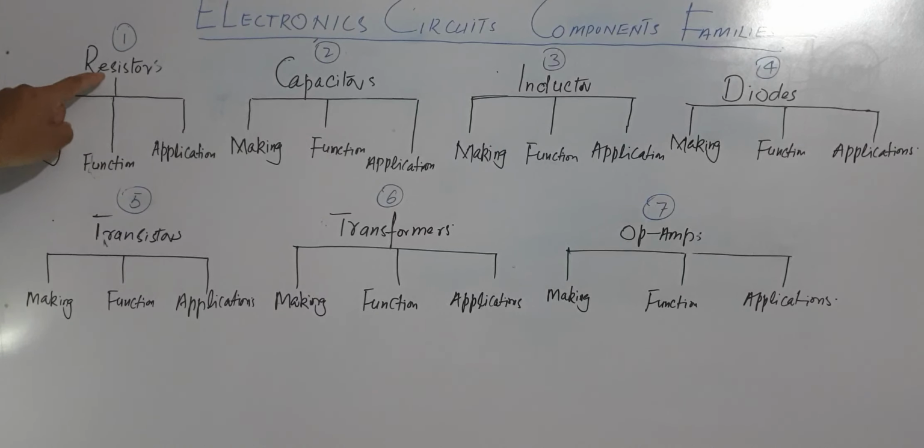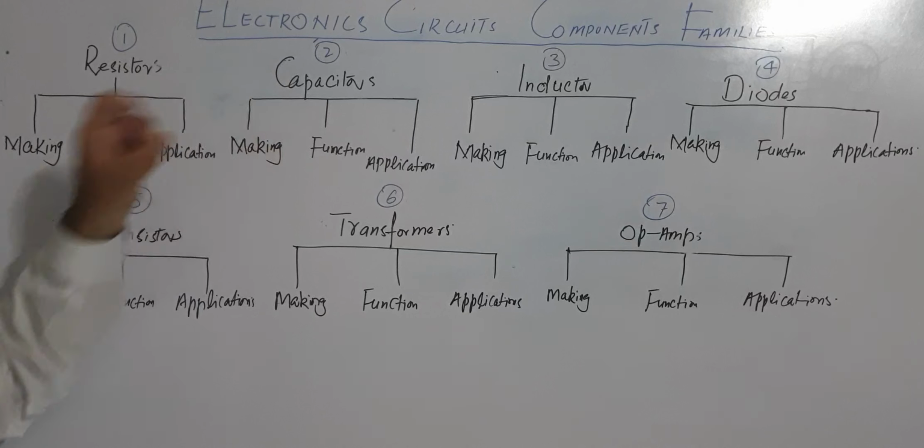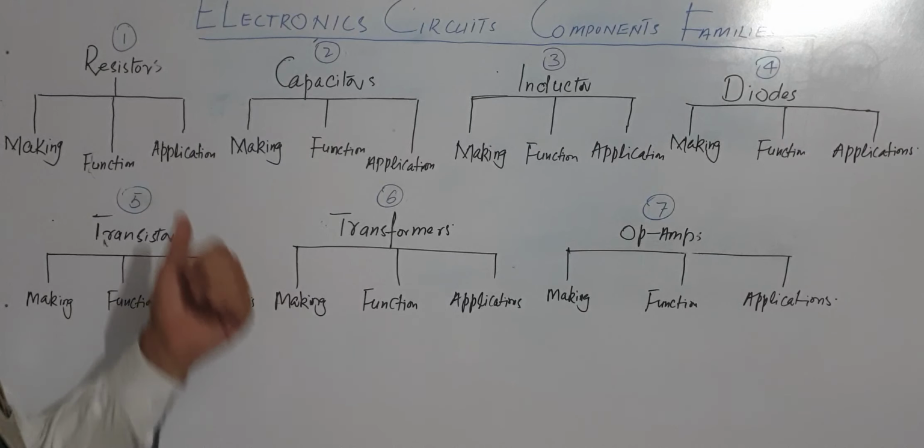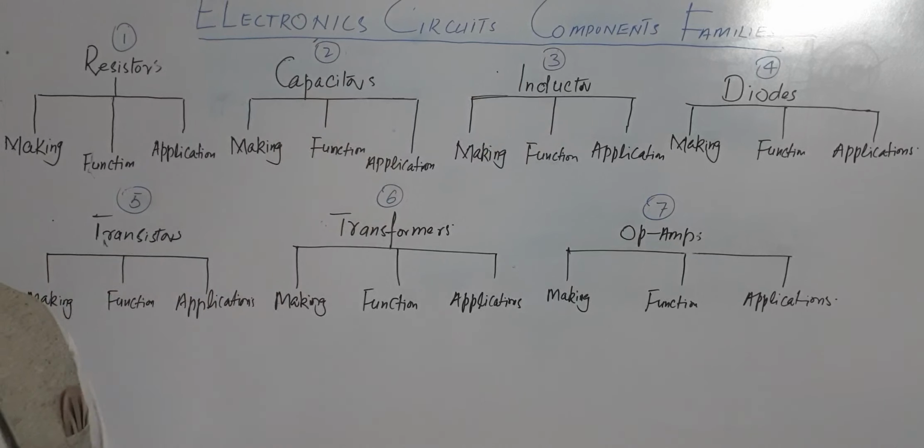but we use the resistor in combination with the capacitors in order to make the RC time constant circuits, or the other types of filter circuits, and we may use the resistor along with the inductor and the capacitor in order to make the filter circuits. So, and there are many more applications of the resistor.